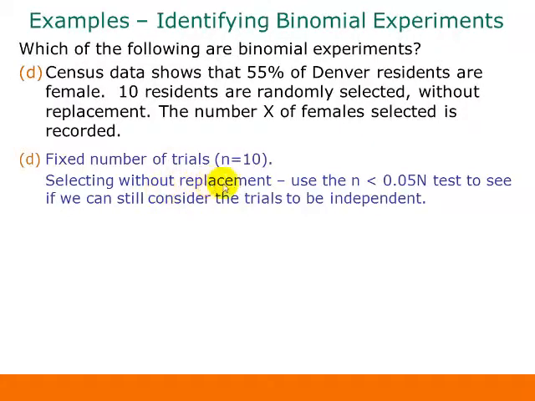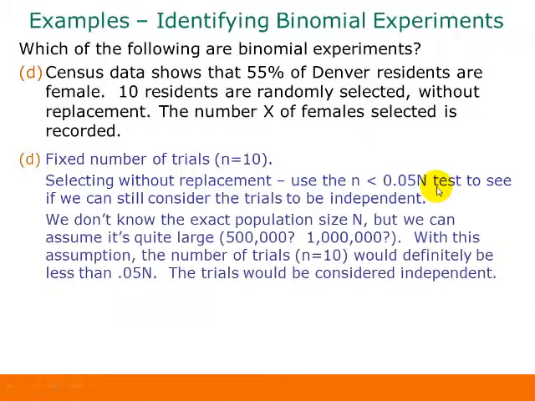Again, we're selecting without replacement, so we have to do this test to see if we can still consider our trials to be independent. This time, because our population is Denver residents, we don't know the exact population size N, but we can make some assumptions here. If we have any idea what the population of Denver is, we know it's pretty large. Is it 500,000, 1 million? It's something pretty large. We can make that assumption.